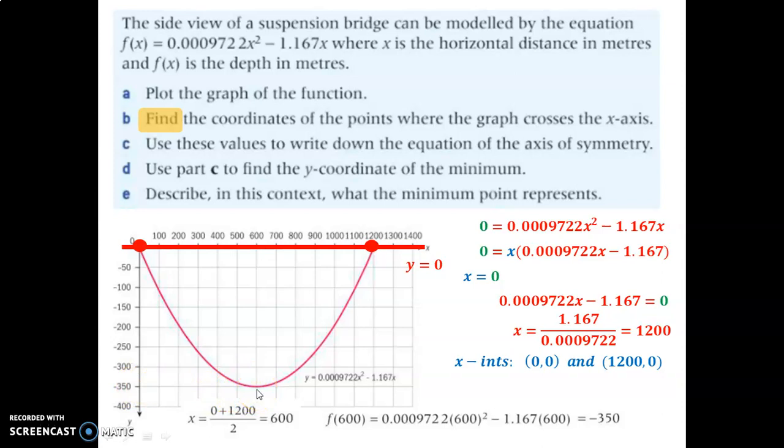So what does that value represent? Well, it represents the lowest point of the cable, but it also tells us that if the cable is 350 from this axis here, that means if there was a tower here for the bridge, it's telling us right away the tower is 350 meters tall.